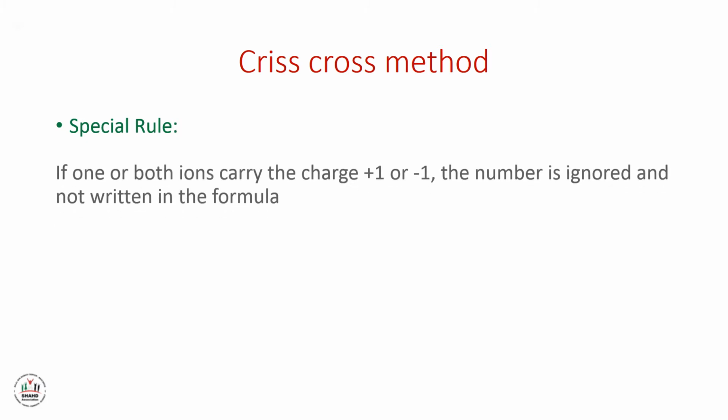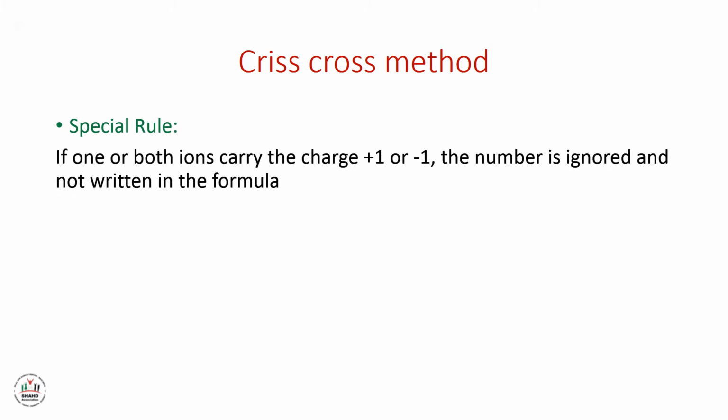In this rule, we have special cases. Let's take the first one. If one or both ions carry the charge +1 or -1, in this case, the number is ignored and is not written in the formula. Let's take the following example.